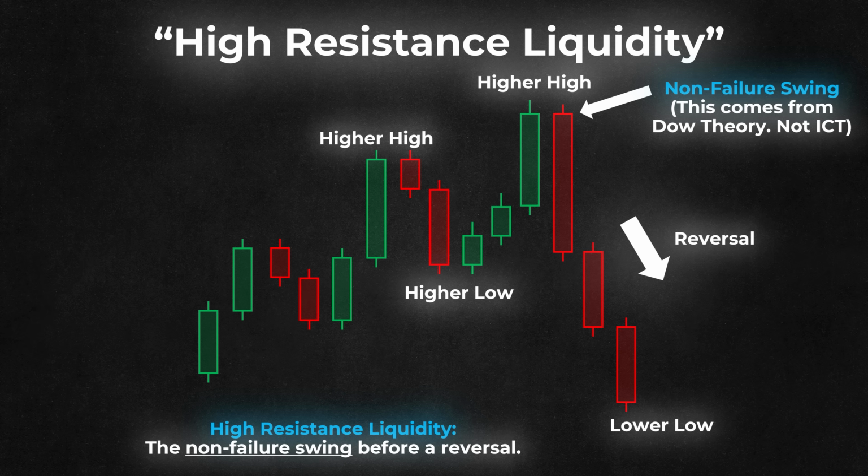Using the ICT jargon, high resistance liquidity is the same as the market structure shift. The point is that this pattern has been described more than 100 years ago by Charles Dow, and it has been used extensively with other names throughout the 20th century as well.